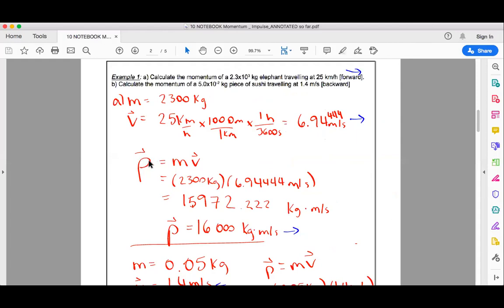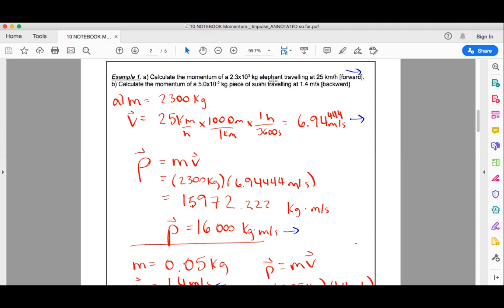and we have an equation that connects our givens with momentum. So we just substitute in 2,300 kilograms times our calculated speed in SI units to give us 16,000 kilogram meters per second to the right, or forwards, I guess. Forward is the way that the direction is indicated on the velocity, so we're going to follow that same convention. 2 sig figs.